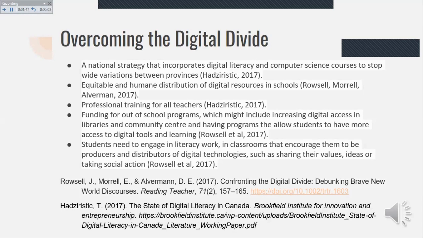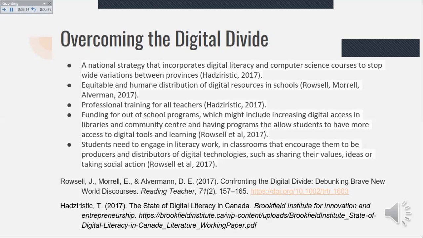Another suggestion is funding for out-of-school programs, which might include increasing digital access in libraries and community centers, having programs that allow students to have more access to digital tools and learning. Many students rely on libraries or community centers when they don't have access in their own houses. We need to make sure that's in place, and sometimes it's very piecemeal.